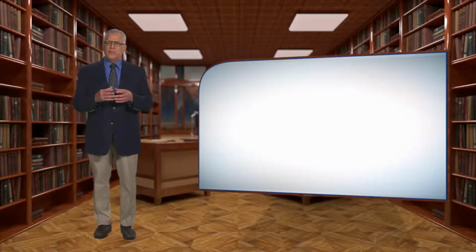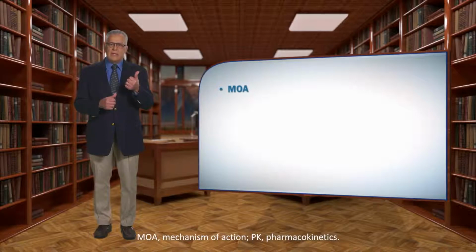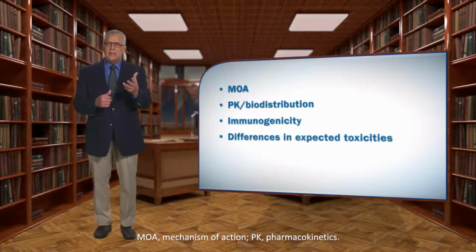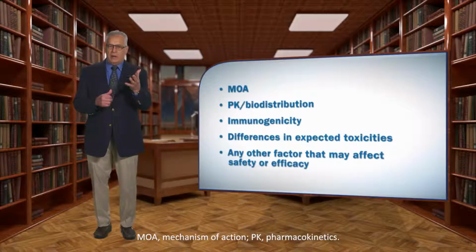Per FDA guidance, indication extrapolation requires adequate scientific justification and will be evaluated by the FDA on a case-by-case basis. This is particularly important in therapeutic settings with curative potential. If a manufacturer wants to develop a biosimilar of a biologic drug that is approved for several indications, which indication should the manufacturer study to demonstrate that extrapolating the other indication is scientifically justified? The FDA recommends manufacturers consider the following categories: MOA, PK, biodistribution, immunogenicity, differences in expected toxicities, and any other factor that may affect safety or efficacy.